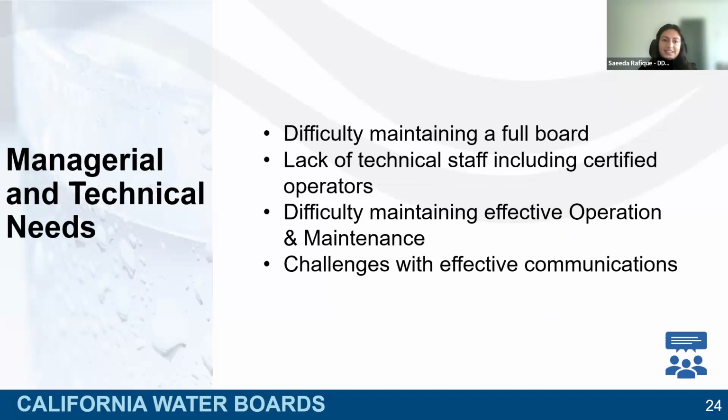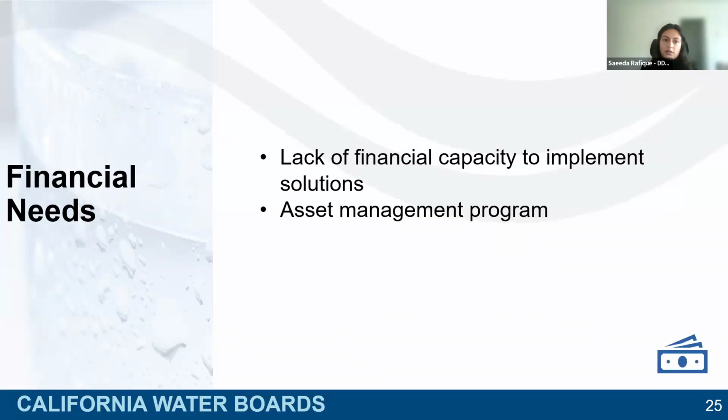On top of that, Keeler CSD had difficulty maintaining a full board, and given the fact that the system is in a remote area, they lacked technical staff, including certified operators, and had difficulty maintaining effective operations and maintenance activities. And this all contributed to having failed effective communication across the board. And last but not least, Keeler CSD was also having financial difficulties. They lacked the financial capacity to implement solutions and have an asset management program.